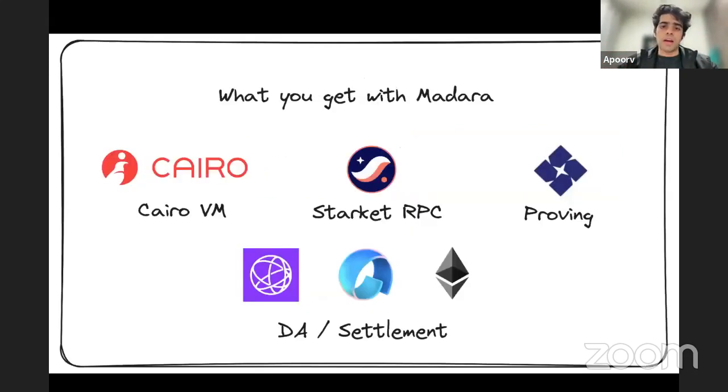In the case of Madara, we have the pallet Starknet. We already make use of existing pallets within the Substrate framework, but on top of that, we have created our own pallet, which is the pallet Starknet. Now, the question is, what do you get with the pallet Starknet? The answer is that you get the Cairo virtual machine out of the box. If you're using the Madara chain, by default you will get Cairo virtual machine support, which means your chain can have Cairo smart contracts.